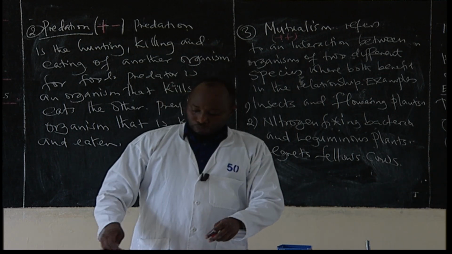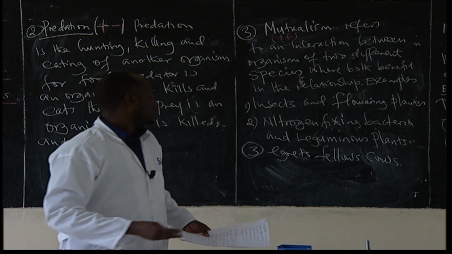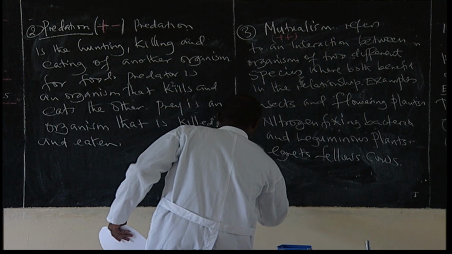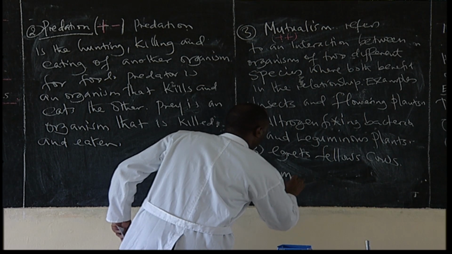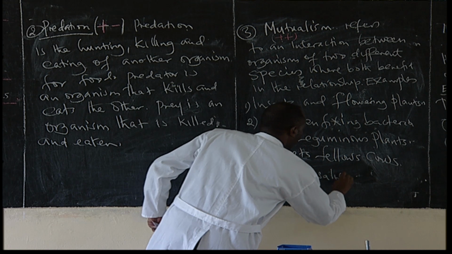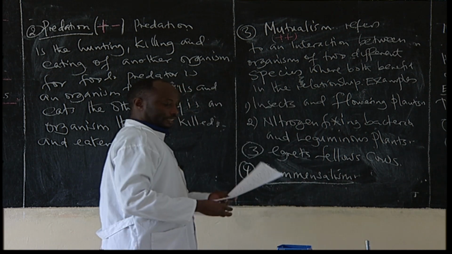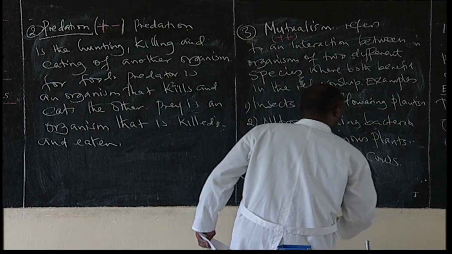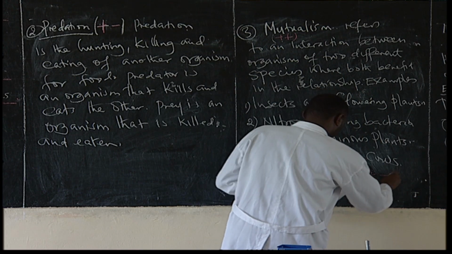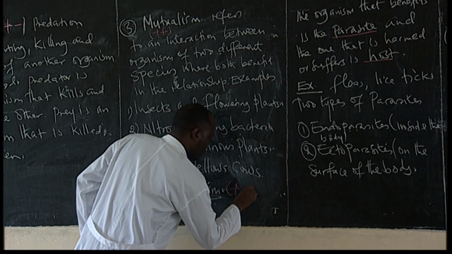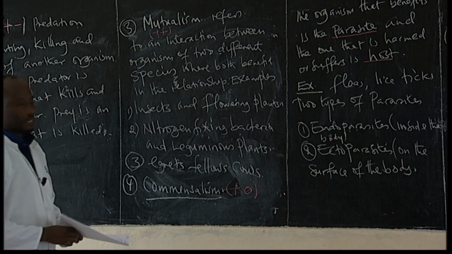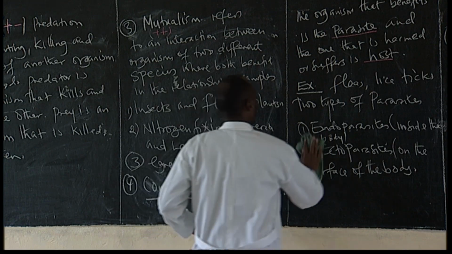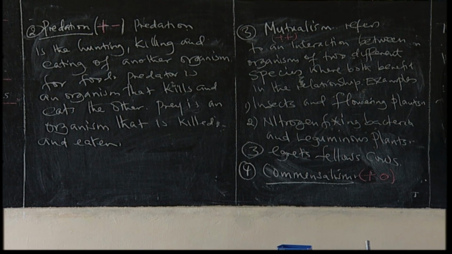Let's talk about commensalism. Number 4, another form of relationship, we have what you call commensalism. Commensalism is another form of interaction, but here I will use some symbols: a plus and zero, plus and zero. What do you understand by commensalism? Commensalism is another type of interaction where one organism benefits in the relationship, and the other is neither harmed nor affected.